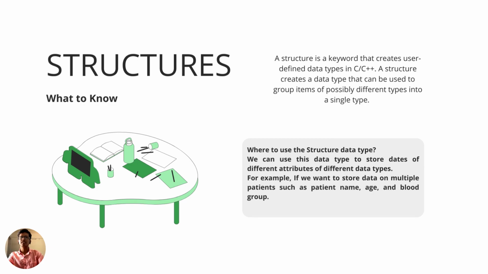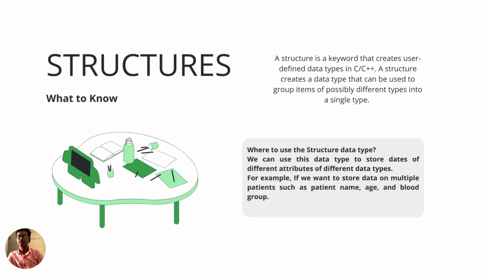Actually, struct is a keyword that creates user-defined data types in C or C++. A structure creates a data type that can be used to group items of possibly different types into a single type. That means grouping of data. If we have data, grouping it in a single type is called a structure.